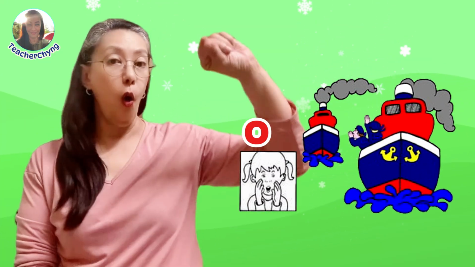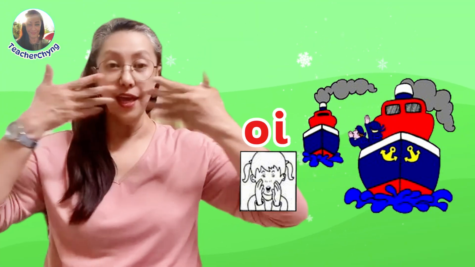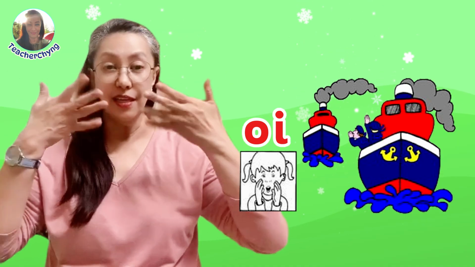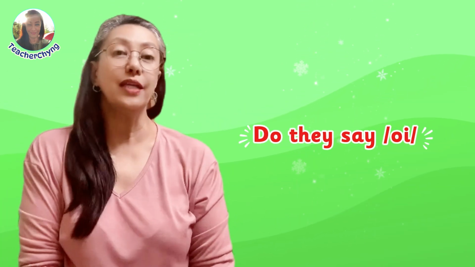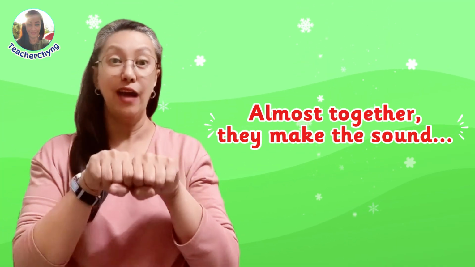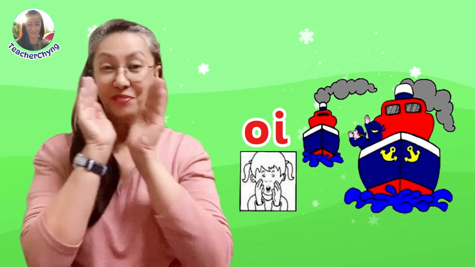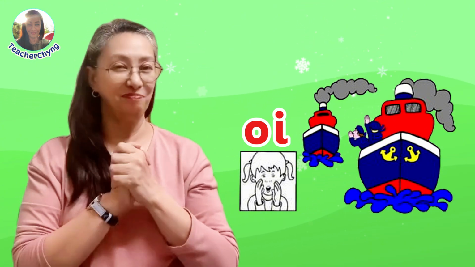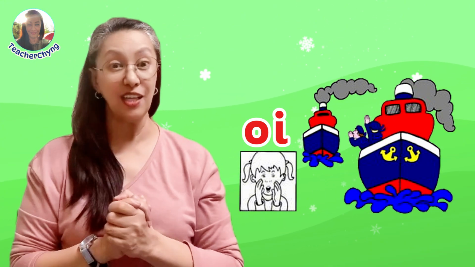And our digraph in this lesson is O and I. O and I. Do they say O-I? Almost. Together they make the sound oi. Oi. And the action that goes with it is oi. Oi. It's like calling a ship. Oi. There you go. Shall we sing the song?